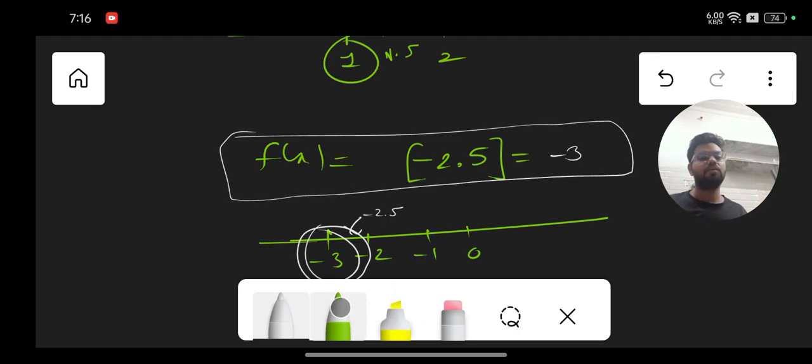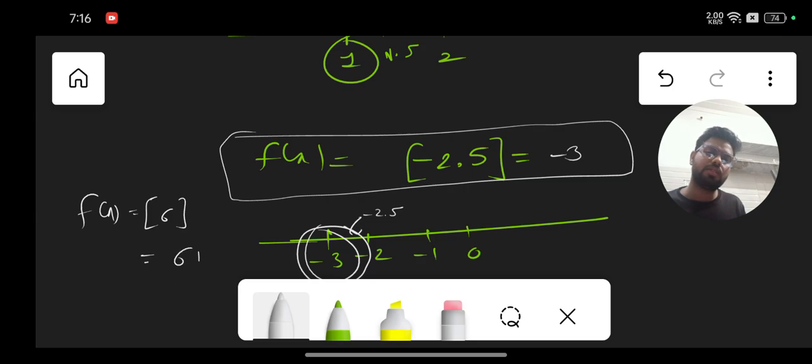And the graph we will discuss in the graphical theory. We are just discussing the general representation. If I ask you f of x is equal to int 6, this value is always 6 because it is already an integer. And now what are the values regarding this? Let me discuss about it.